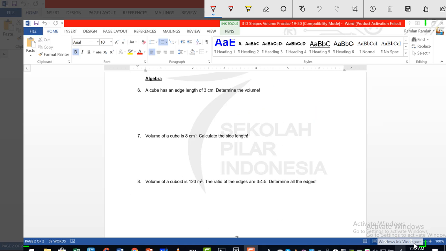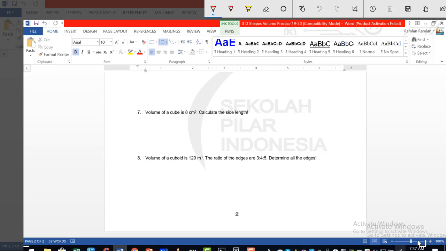Okay, number 6, a cube has an edge length of 3. Determine the volume. So the s is equal to 3 centimeters. So as we know, the volume of the cube is just s to the power of 3. So it's equal to 3 to the power of 3, which is 27. And again, don't forget to write down the unit.